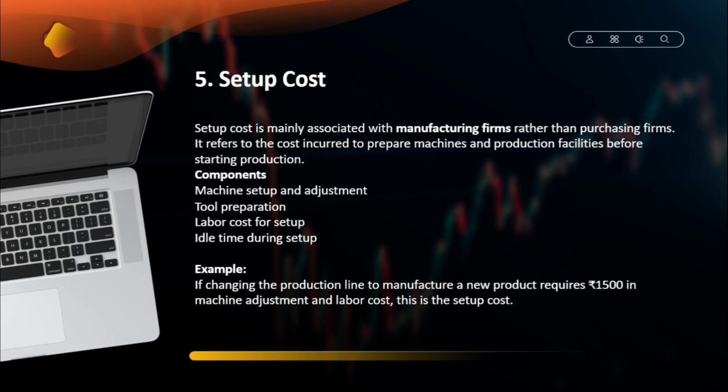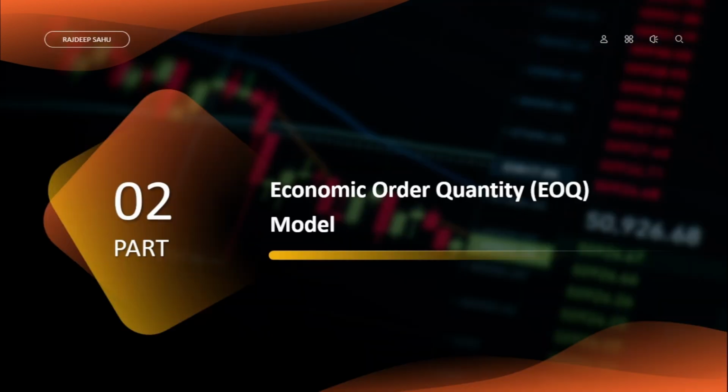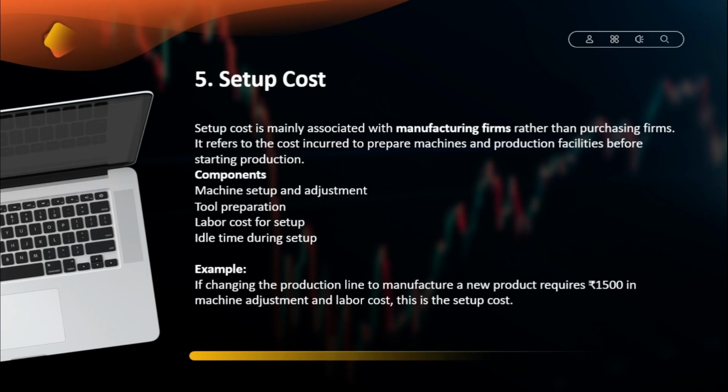For example, changing the production line to manufacture a new product requires 1500 in machine adjustment and labor cost. This is called a setup cost. So that's all we need to discuss in today's class.